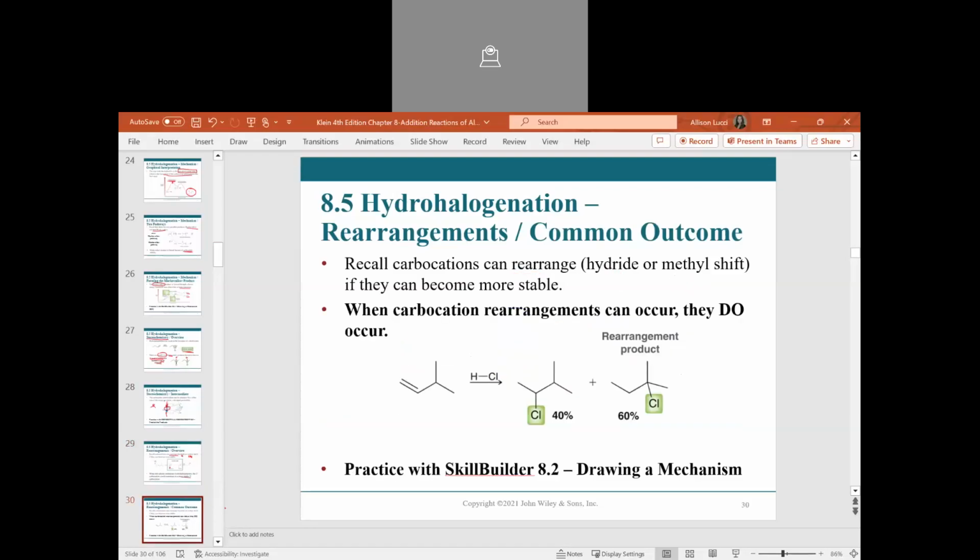So we can see here with this, right, when they can occur, they do occur. So we have our unsymmetric alkene, and we see that the secondary carbocation site is only about 40% of product, whereas the tertiary site would be a 60% yield. So when a carbocation rearrangement can occur, it will occur.